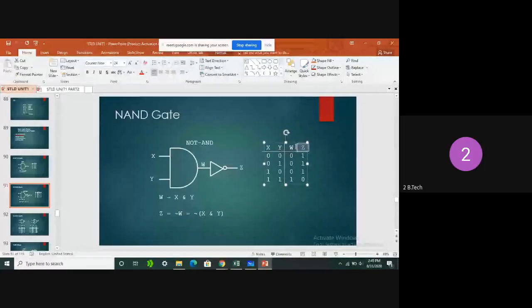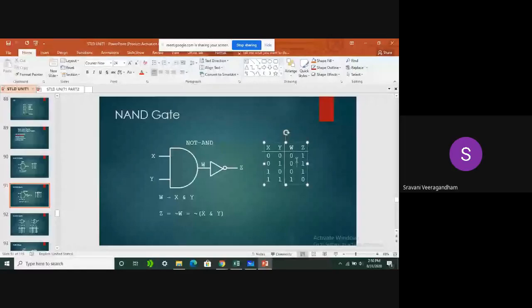In the NAND gate, what is happening is that this output is applied to a NOT gate. If W is 1, after applying the NOT gate, Z will become 0. If W is 0, Z will become 1. NAND in the sense is not AND. Whatever zeros are coming from the AND gate, there we get ones. Wherever ones come from the AND gate, there we get zero. Clear, all of you? In the name itself, NAND means not AND.